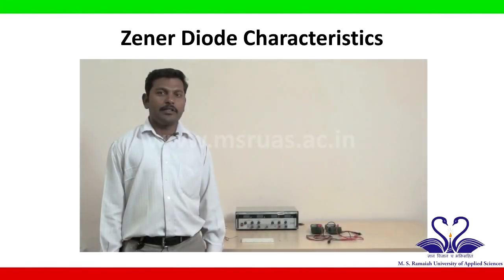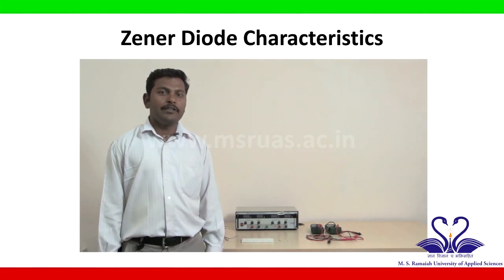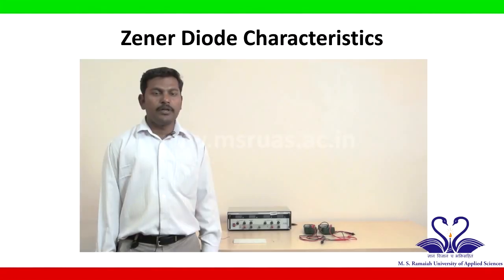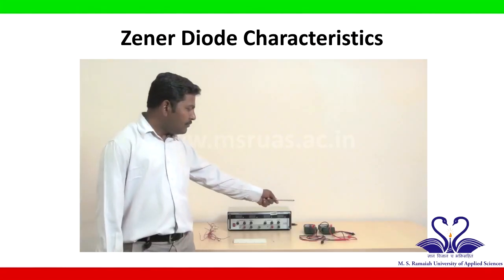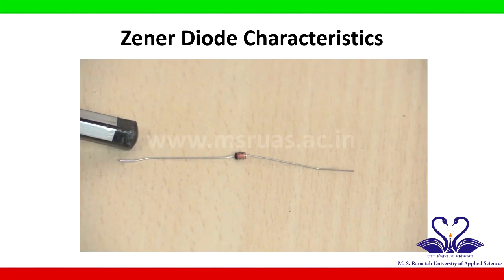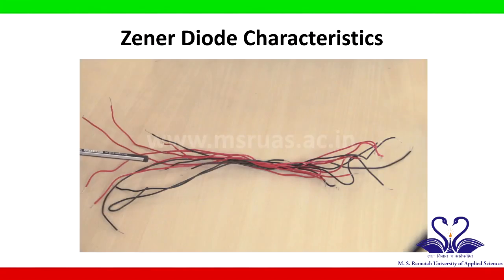Hello students, the experiment name is Zener diode characteristics. The aim of the experiment is to plot and study the VI characteristic of a given Zener diode, and to calculate the static and dynamic resistance and the Zener voltage of the given Zener diode. Components used for the experiment are a dual DC power supply, multimeters, Zener diode, resistor, breadboard and connecting wires.